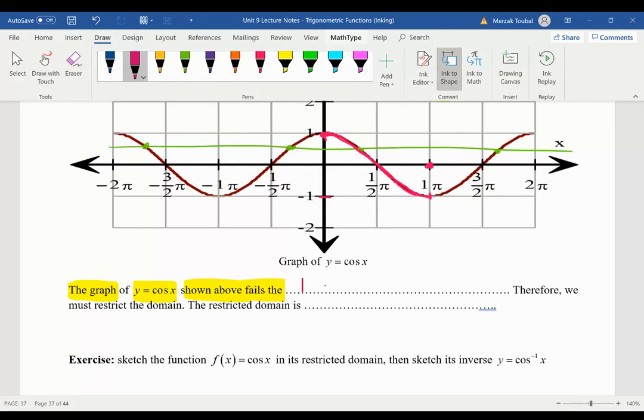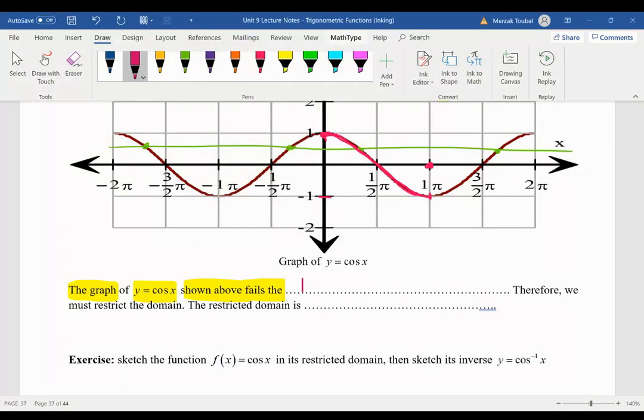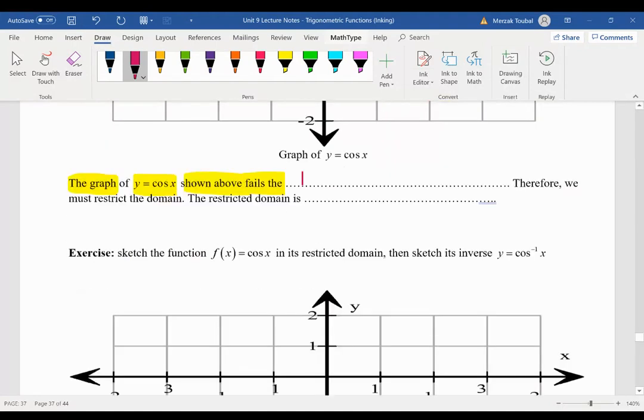Okay. My handwriting is horrible. Let's disable this, cancel, disable this. Okay.